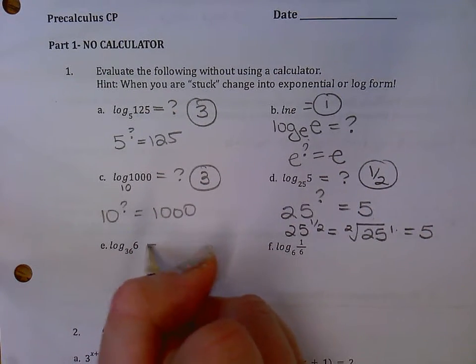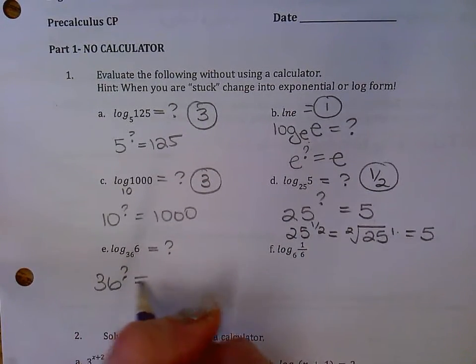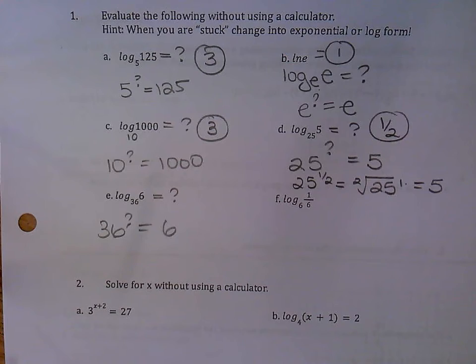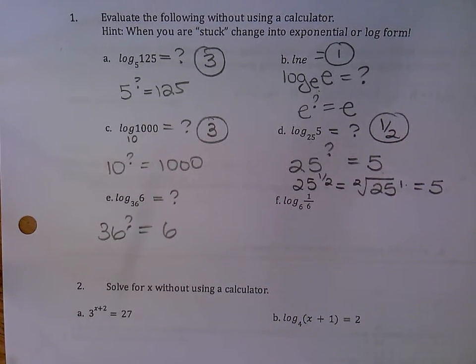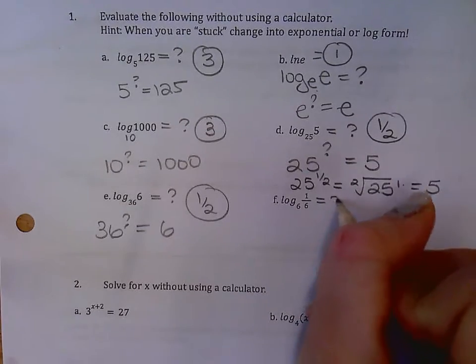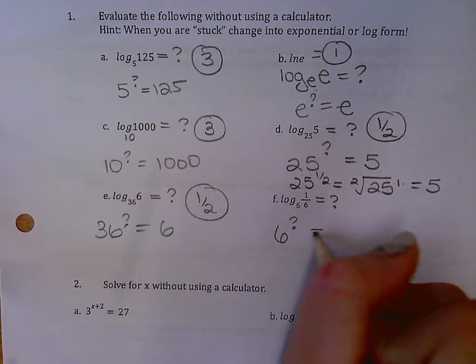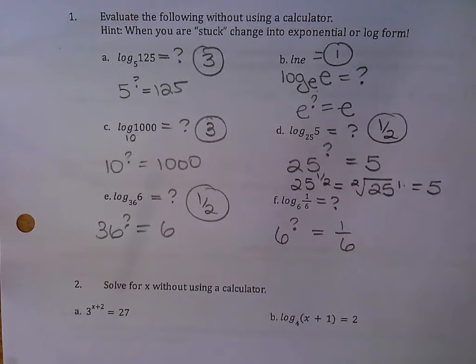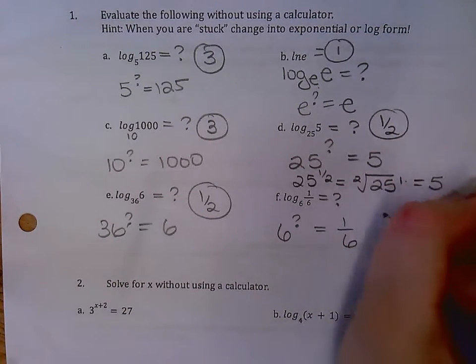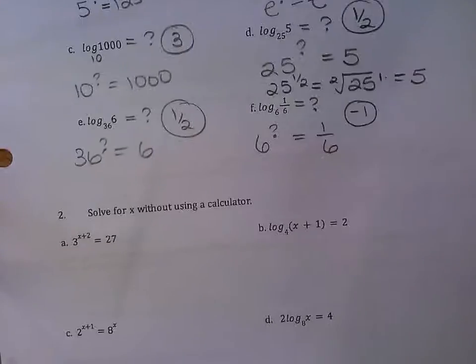This problem is actually identical to part D. So 36 to what power gets me 6? So that's another square root. So 36 to the 1/2 power is 6. If I set up F, let's see, 6 is the base. What power gets me the reciprocal 1/6? So that would have to be -1 because that would give me the reciprocal.